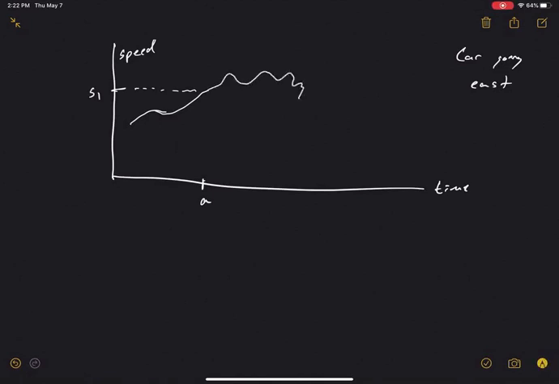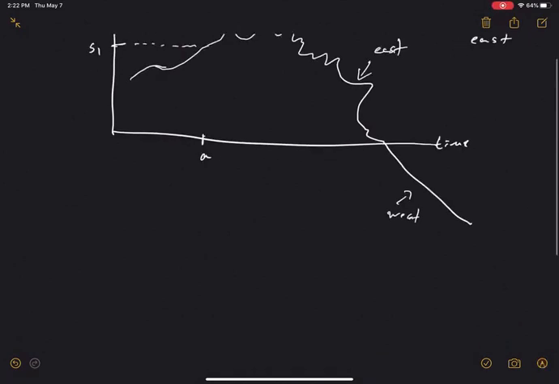Okay, so my speed's constantly changing, and then maybe eventually it hits 0 and then becomes negative. Well, what does it mean for my function to be negative now? If positive was my speed traveling east, then negative should be, well, what would the opposite of east be? This would be my speed traveling west, right? So then what would my integral give me?